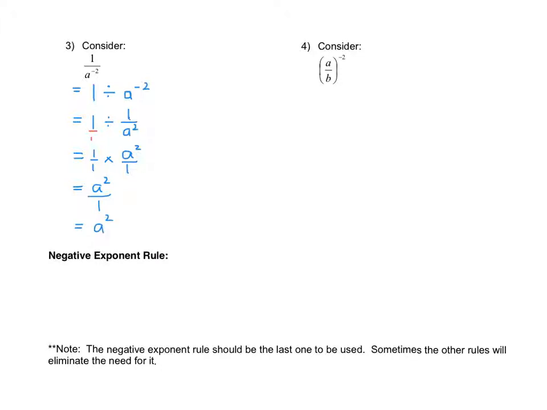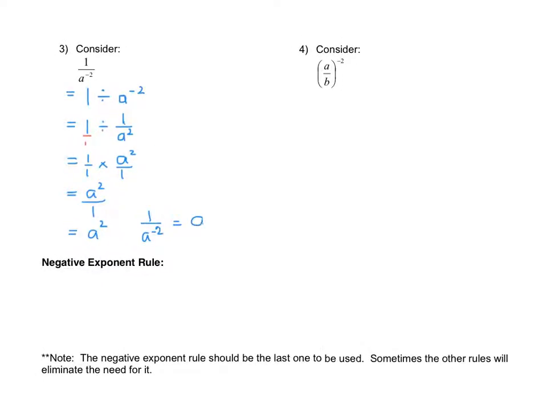So it looks like if I have 1 over a to the negative 2, that negative exponent is going to tell me to take the reciprocal, or slide that base up to the top, and make the exponent positive. Okay, so let's look at this other example here.